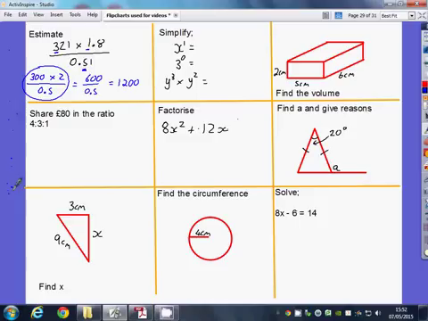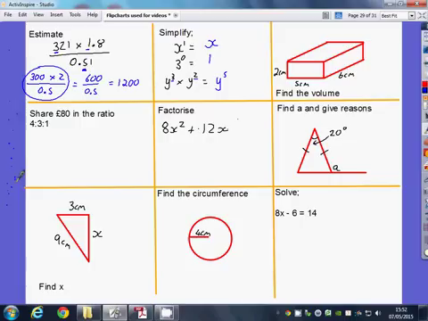Question 2, indices. Just got to learn some rules here. We're getting quite good at them. I think most of you are there now. Anything to the power of 1 is itself. So x to the power of 1 is x. Anything to the power of 0 is 1. It doesn't matter what it is. If it's to the power of 0, the answer is 1. And the last one, you've got y cubed times y squared. When we're multiplying, we add the powers together, so we get y to the power of 5.